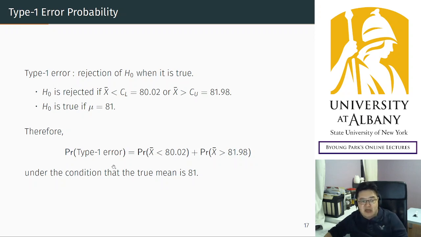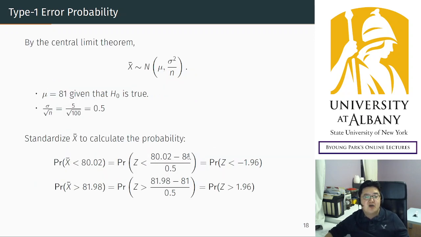But remember that we are using this assumption. We assumed that the true mean is 81 milligrams, because we assumed that the null hypothesis is true. So let's calculate. It's what we learned in the sampling distribution chapter. How can we do that?